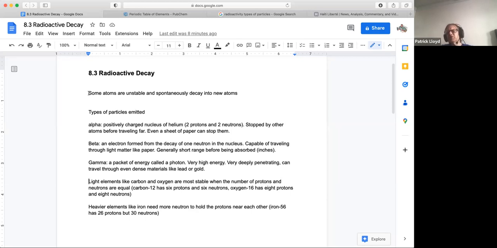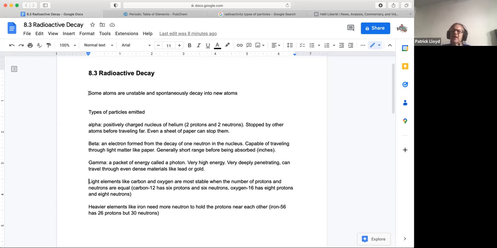They're generally very stable if they have the same number of protons and neutrons. They're equal. So for example, carbon-12 is very stable. It has 6 protons and 6 neutrons. They're equal. Oxygen-16 is the most common form of oxygen in humans. It's also very stable, lasts billions of years. And oxygen-16 has 8 protons and 8 neutrons, so they're equal.